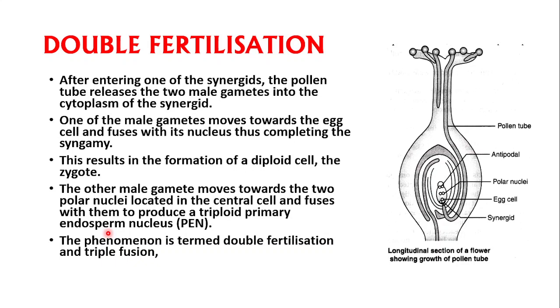What do you mean by double fertilization? Very simple thing. In angiosperms, fertilization occurs twice, and that itself is known as double fertilization. So let us go to double fertilization.